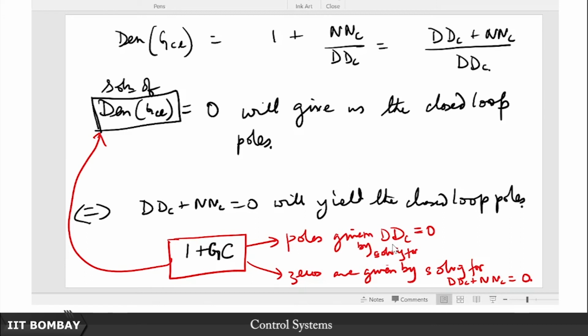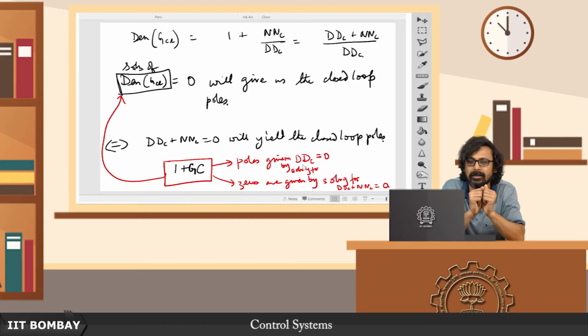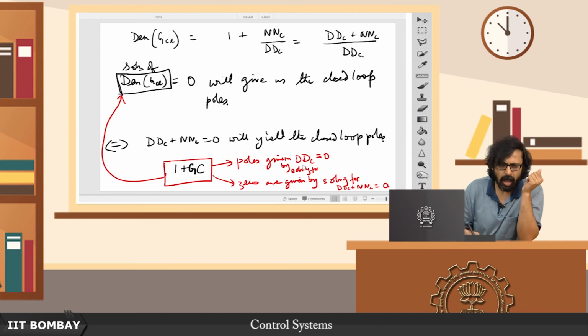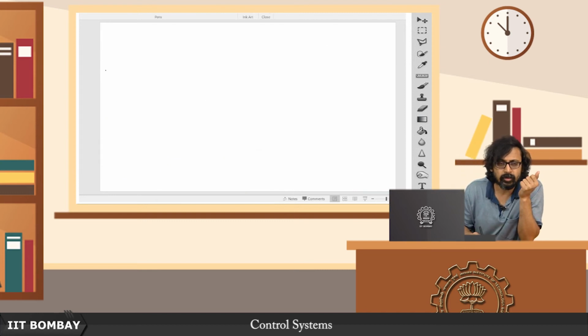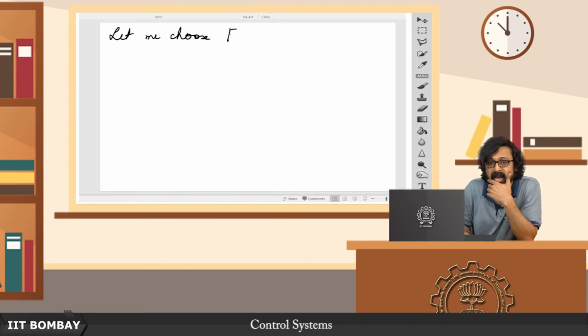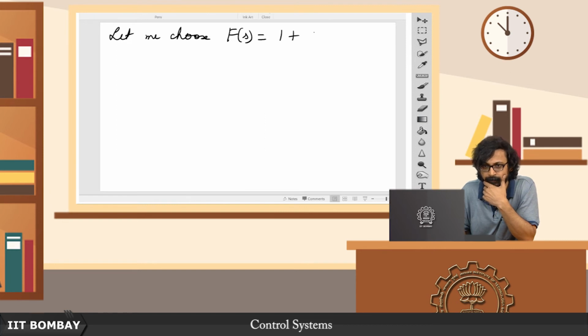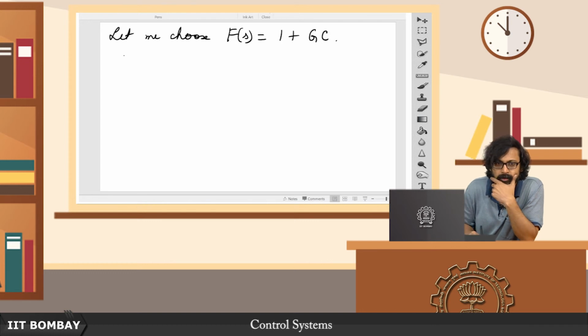But interestingly, what about the poles of 1 plus GC? Those are going to be the zeros of DDC. And what are the zeros of DDC? They are nothing but the open loop poles. So, now instead of choosing this GCL or any of this, let me choose F(s), that general Nyquist function, equal to 1 plus GC.